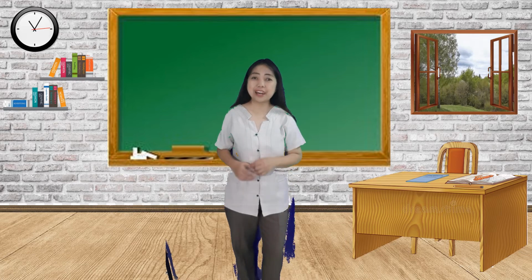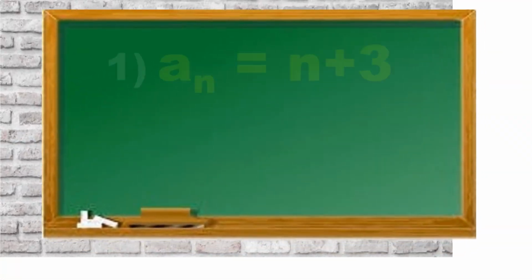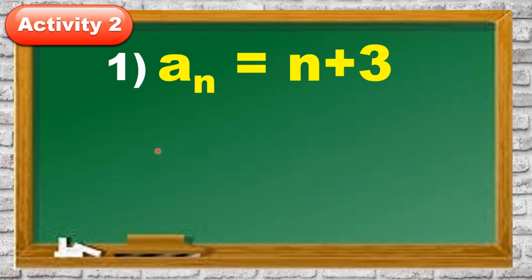Now, we will find the next few terms given an equation or a specific rule. In activity 2, we have to find the next 3 terms from the given equation a sub n equals n plus 3. Pero, saan nga ba makukuha yung a sub n? Or ano ang ibig sabihin niyan? Ganun din, how can we find the value of n?